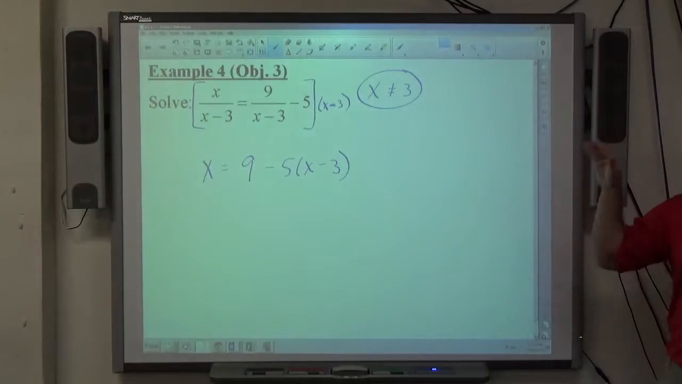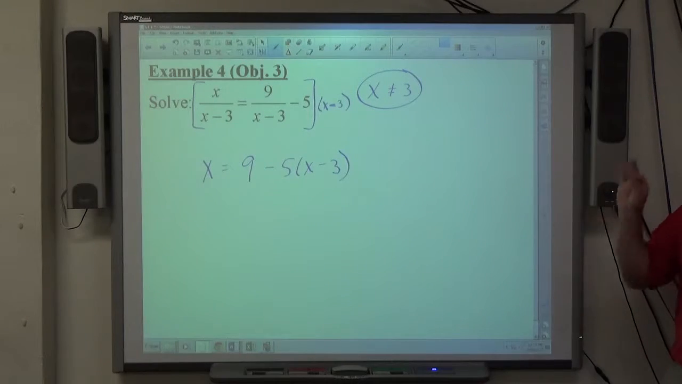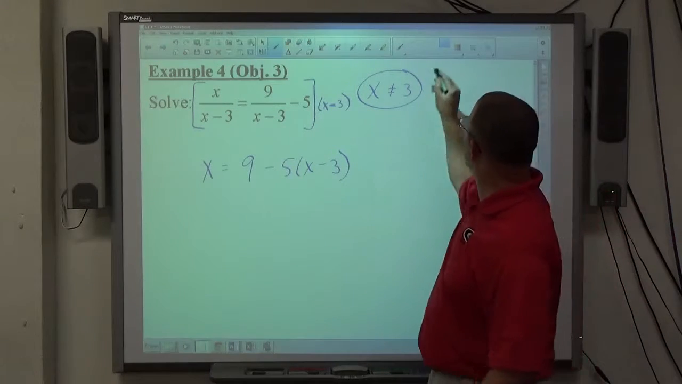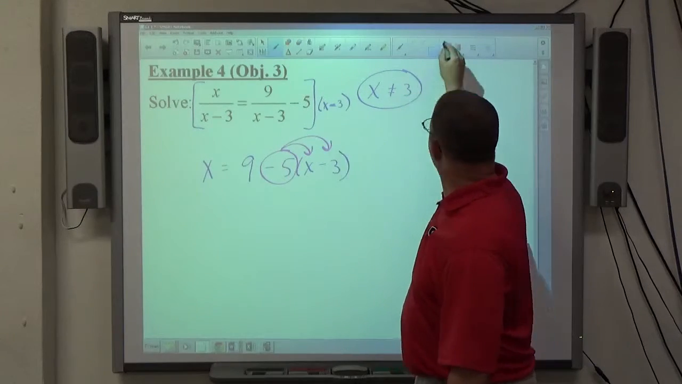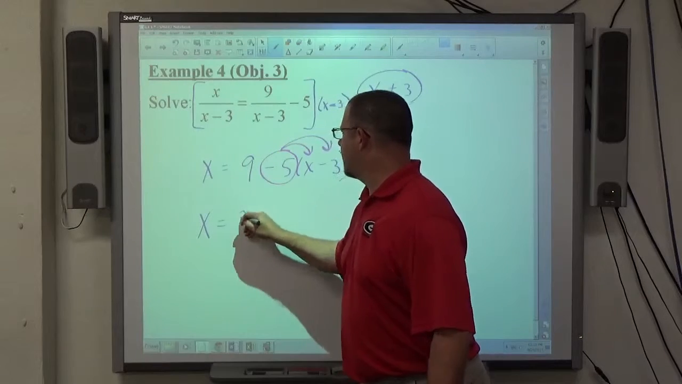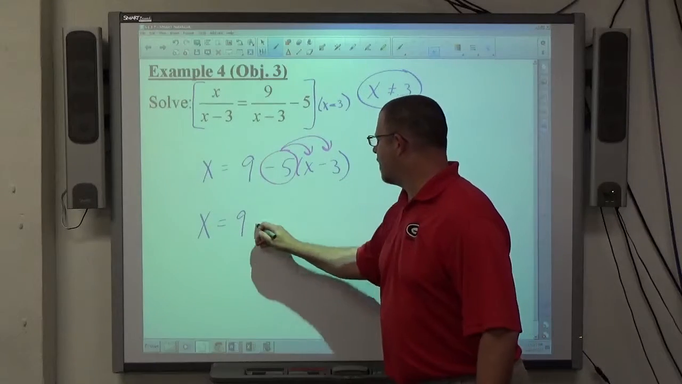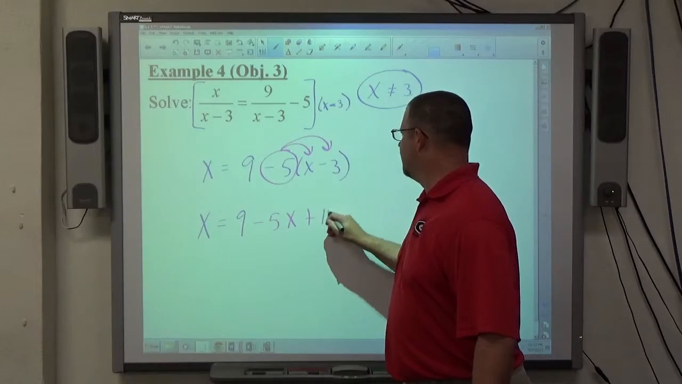I would recommend writing it down like that before you distribute, especially here because there's a minus in front of the 5. Sometimes that minus sign is forgotten when you do the multiplication in your head. So you actually see it written there. It's a little bit more obvious. This is a negative 5 being distributed. So x equals 9 is still there. And then we get a minus 5x plus 15.